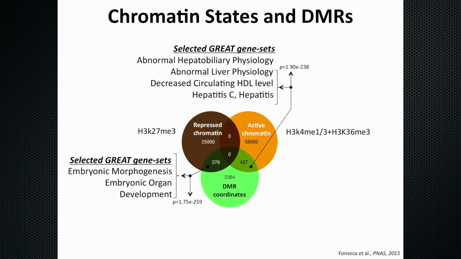And similar to the gene set enrichment analysis that you can do with microarray, you can do GREAT analysis to try to understand the physiologic importance of these specific DMRs that are different in your samples. And we saw that the DMRs that were located on the active chromatin sites were related to abnormal hepatobiliary physiology, abnormal liver physiology, hepatitis, decreased HDL levels. And those DMRs that were located on repressed chromatin sites were related to embryonic morphogenesis, embryonic organ development.